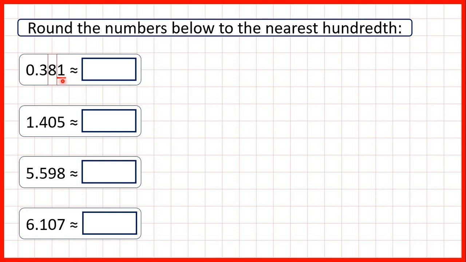Now remember, when we have 4 or less, we round down, and because we have a 1 in our thousandths, we round down. That means the 8 in our hundredths stays the same, and digits to the left of what we've circled always stay the same. So 0.381 to the nearest hundredth is 0.38.